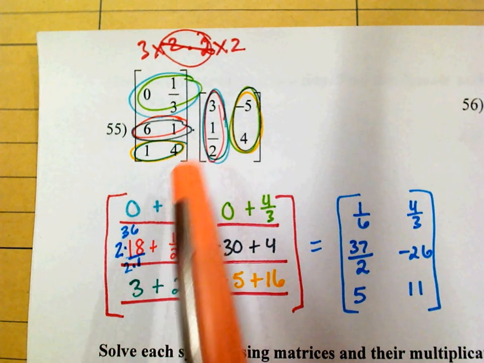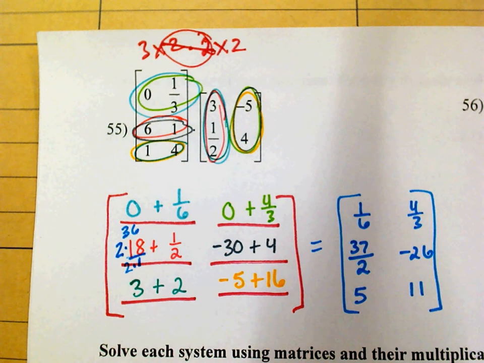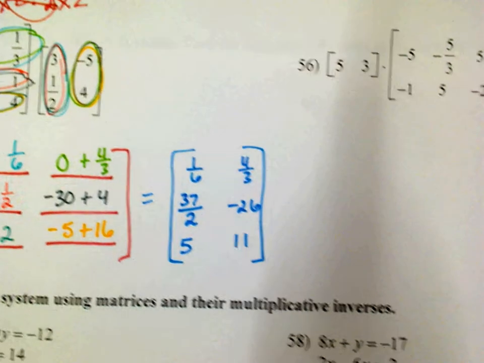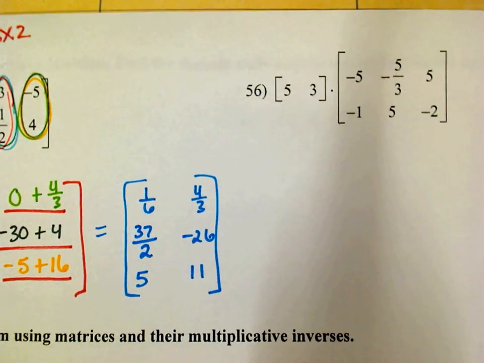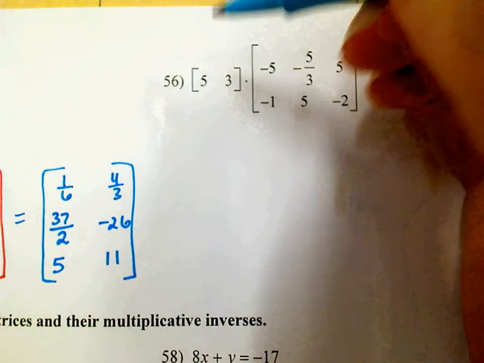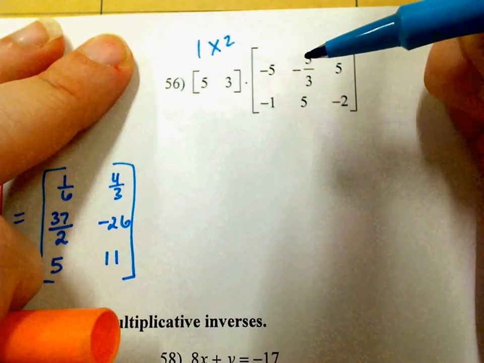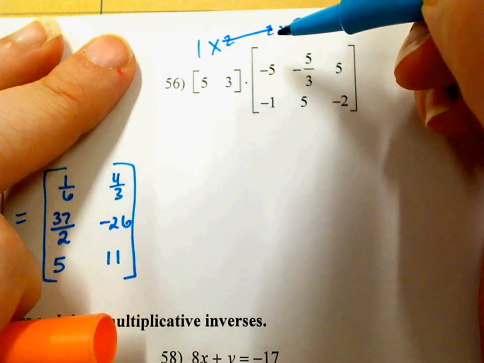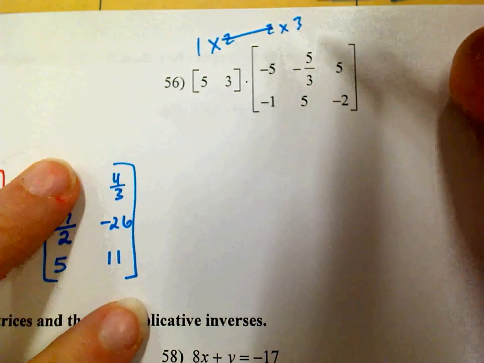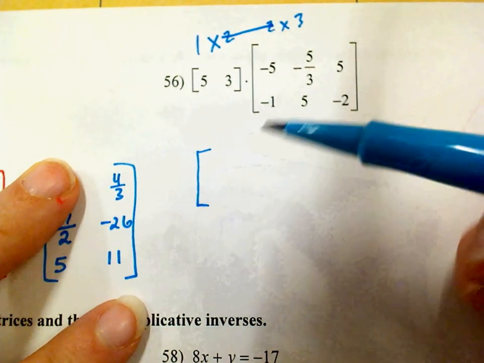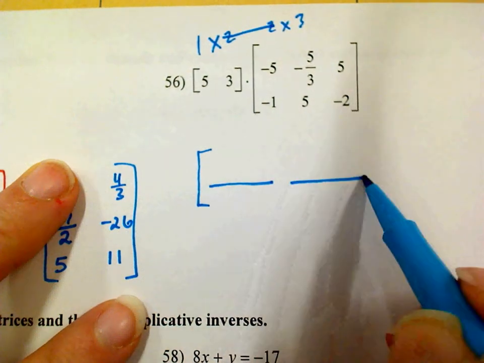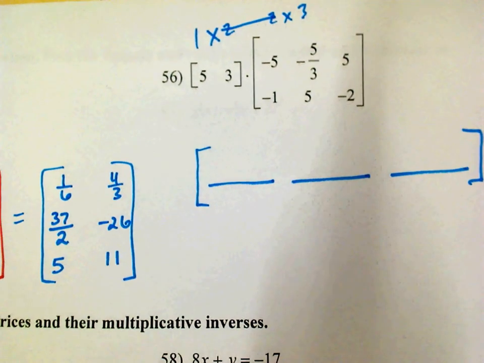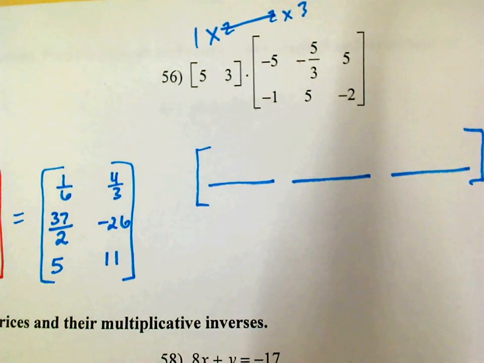Okay, number 56. What are the dimensions of the first matrix? 1 by 2. And what are the dimensions of the second matrix? 2 by 3. The middle ones match, so we can do it, and my answer is going to be a 1 by 3. So 1 row, 3 columns, yeah? 1, 2, 3. All right. So let's start working it out. Row by column.